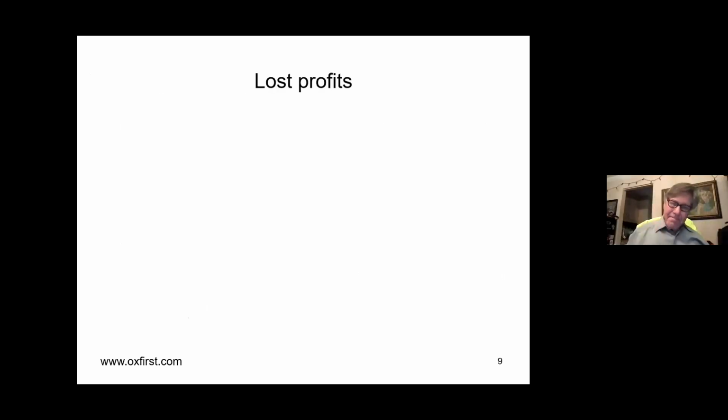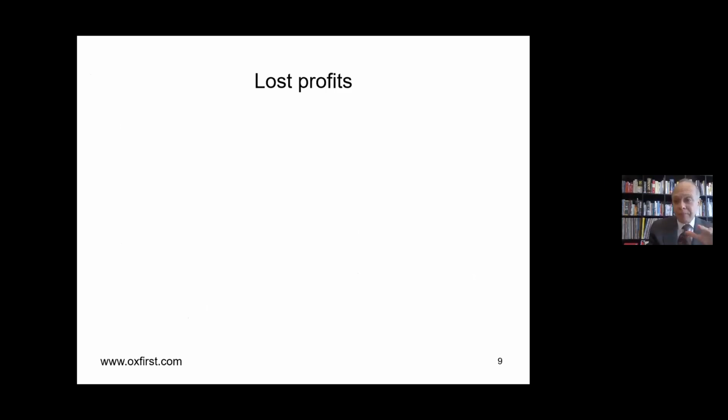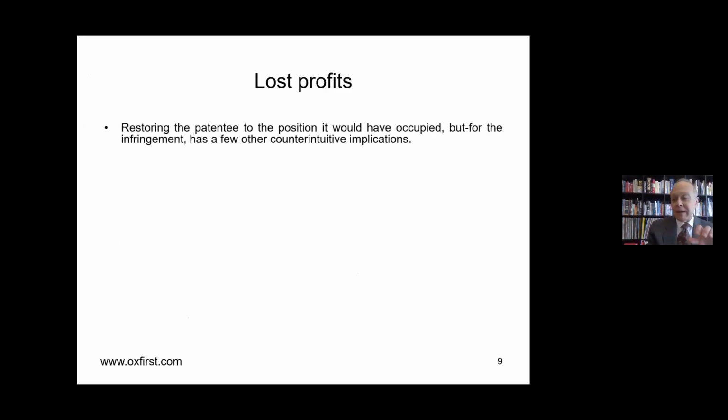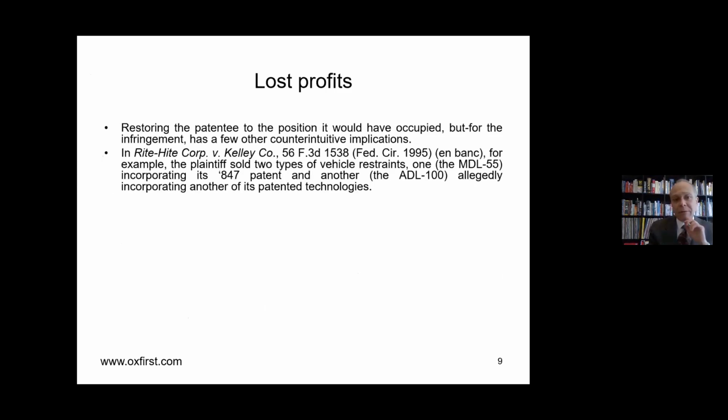Another implication of this but-for principle arises in a Federal Circuit decision from the mid-1990s called Rite-Hite versus Kelly. And so this case involved a patent owner that was selling two types of vehicle restraints. One was called the MDL 55, the other was the ADL 100, and one of the two embodied the 847 patent. The other restraint was said to embody other patented technologies owned by Rite-Hite, but the 847 was the only patent in suit.